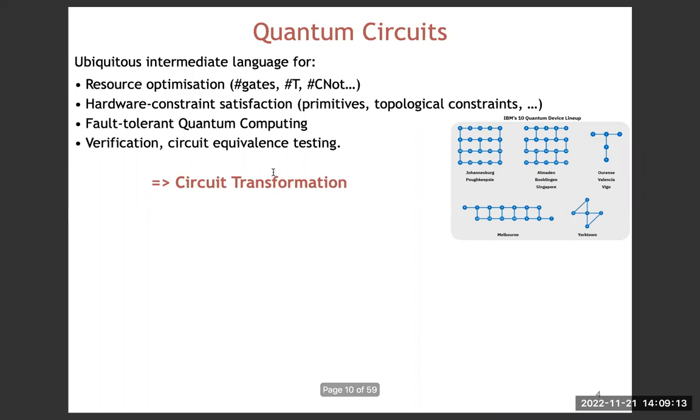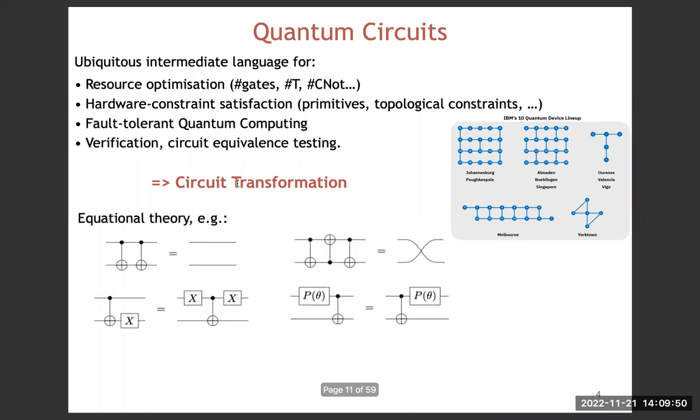You may want to make it fault tolerant. Here the idea is that you also want to keep the same semantics, to implement the same algorithm, but now you want to add some extra gates, some redundancy, in order to make it fault tolerant. And finally, the most general case is when you want to reason on quantum circuits and show that two circuits are equivalent, for instance to show that a circuit satisfies some specification. So for all these applications that you already know, we need circuit transformation. We need a way to transform a circuit.